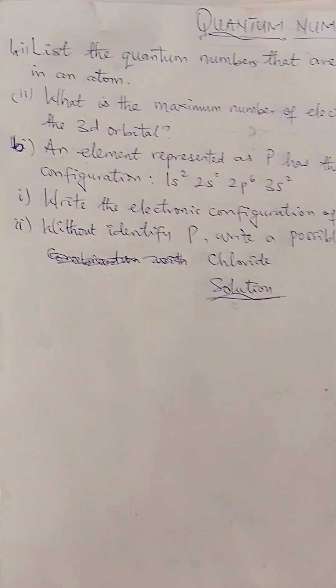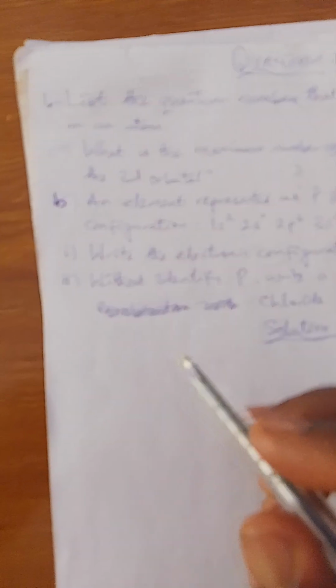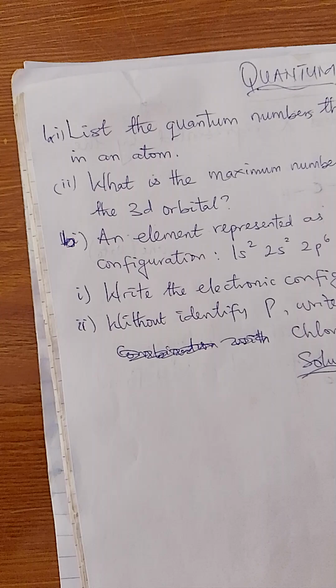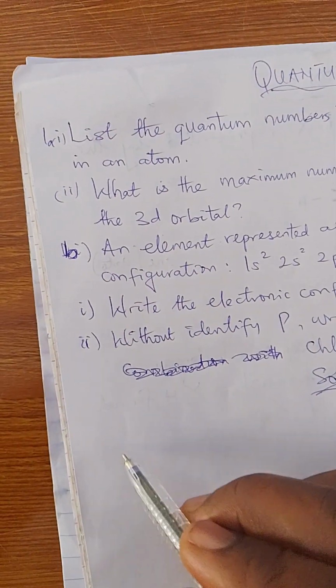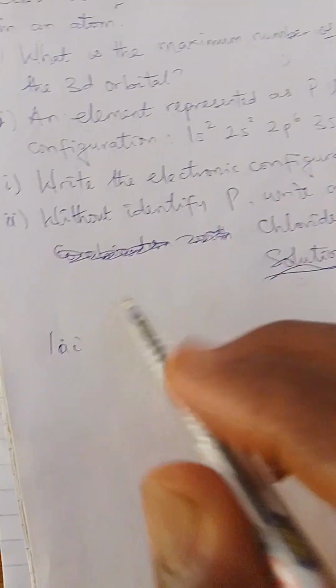Now this says list the quantum numbers that are assigned to an electron in an atom. I've made a video of quantum numbers, so if you didn't see that video, you can go and check, and maybe I will still do one more that will explain them in detail. But for this one now, we should list the quantum numbers that are assigned to an electron.